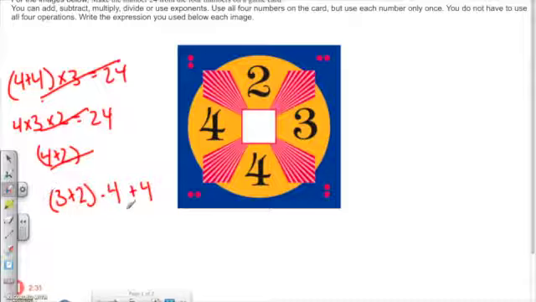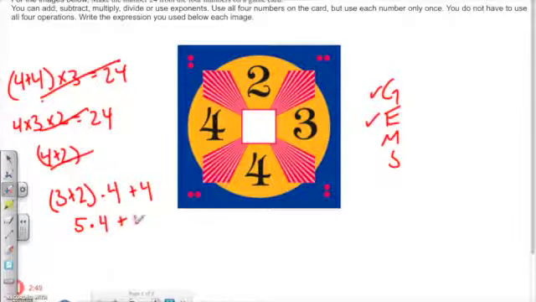Let's just make sure, let's go through our order of operations and make sure that works. So remember, your order of operations is GEMS. Grouping symbols first, so 3 plus 2 is 5. No exponents to deal with, so I go straight to my multiplication. Let's rewrite this. So I've got 5 times 4 plus 4. 5 times 4 is 20. 20 plus 4 is 24. Yay! We win!